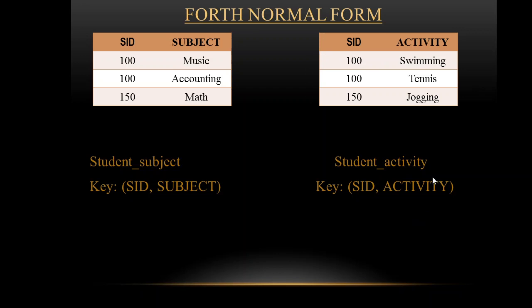Now if you look at the StudentActivity relation, it is in first normal form. It is in second normal form because there is no non-key attribute. It is in third normal form because there is no transitive dependency, and it is in Boyce-Codd normal form. So this is what you call fourth normal form.